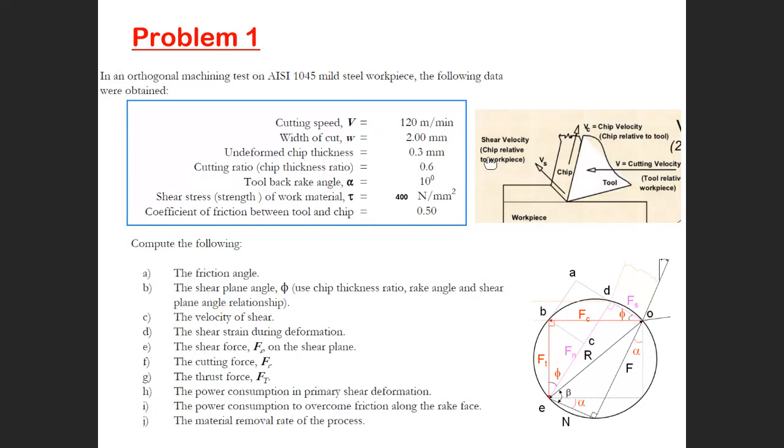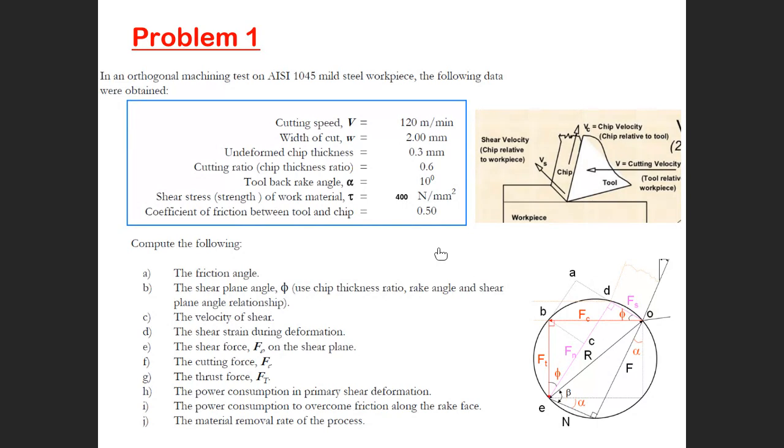Cutting speed is given. Cutting width, or width of cut, is given, which is exactly the depth of cut as well. The formal chip thickness t0 is given. Cutting ratio r is given. Alpha, the rake angle, is given. Shear stress is given. And the coefficient of friction mu is given. These are the items given in the problem.